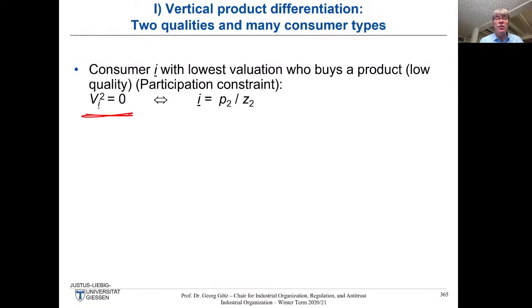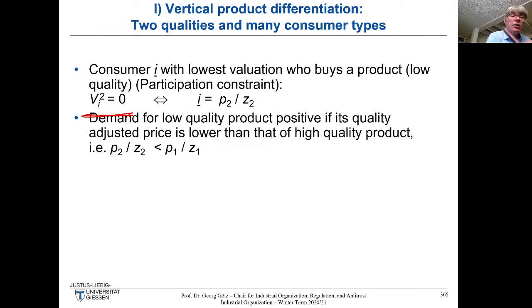Same things, nothing new. That's why I can move on quickly again, and this is related to our above example, what we already had in the monopoly case. The demand for the low quality product is only positive if its quality adjusted price is lower than that of the high quality product. That means this is a quality adjusted price, divided by quality level, and the low quality must have a lower price. That's the same as the battery with a battery life of 1 year must have a lower quality adjusted price than a battery with a battery life of 2 years.